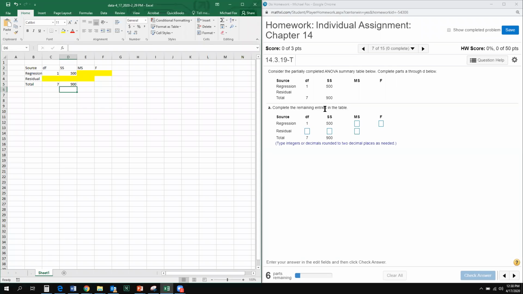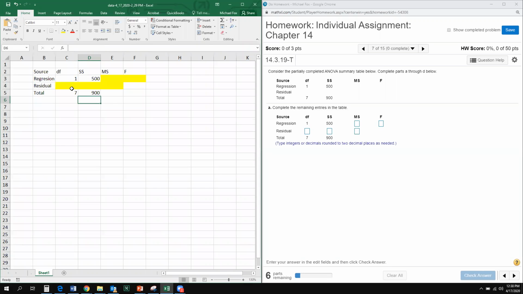Anyway, what I did is I transferred all of this over here to an Excel spreadsheet and highlighted the fields that are missing here. So first of all, our degrees of freedom will always add up to the total. So if the regression is 1, then our residual is just going to be the total minus the amount of the regression.